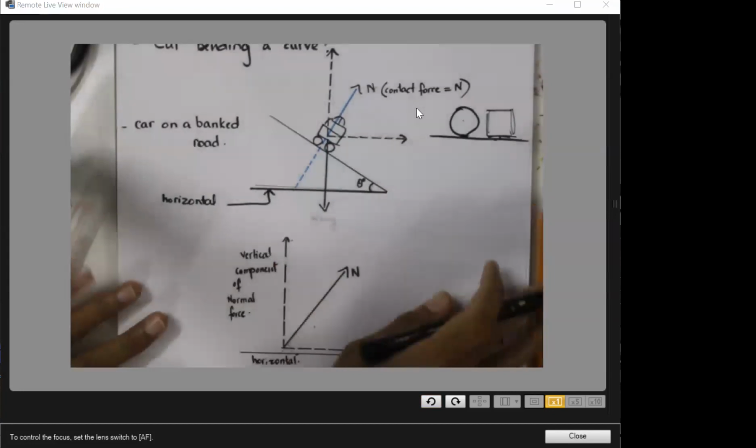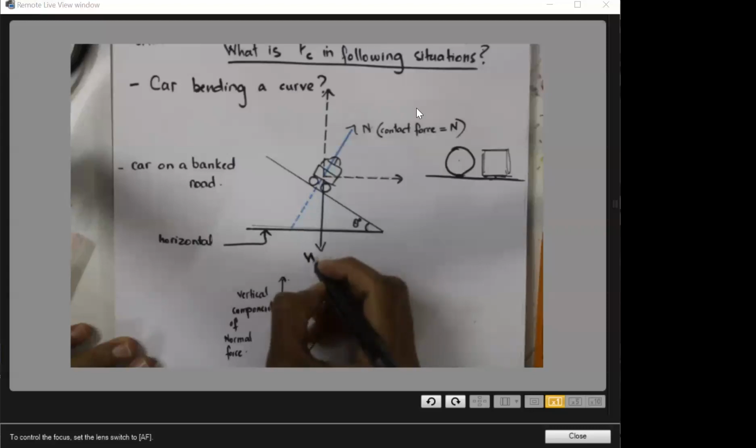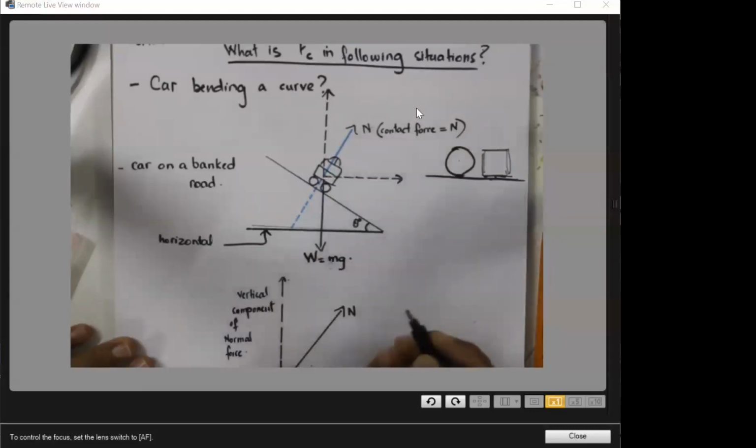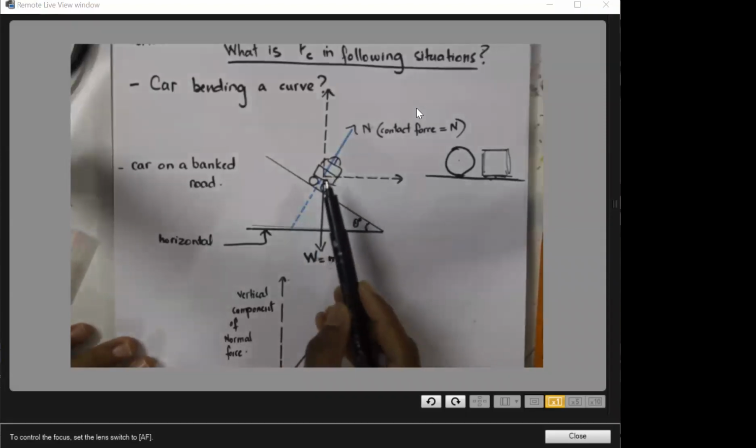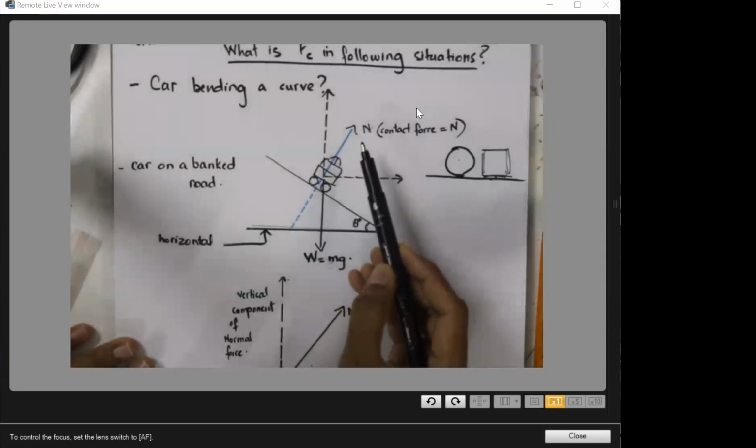Now remember, what are the forces acting on this car? First and foremost is the weight, the product of mass and gravity, vertically down. Then we have this normal force. What is this normal force, Sundus? What is this normal force? Loudly. No, it's not centripetal.